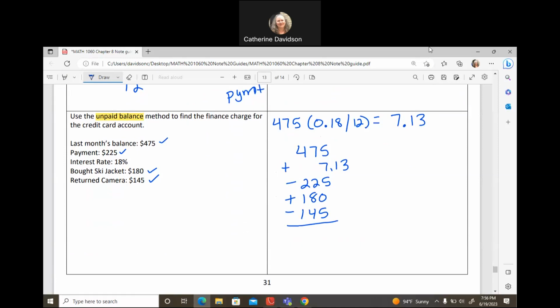Just using my little calculator here for this. So the new balance at the end of the month is $292.13. They want to know what is the finance charge. So we're going to take that, multiply it by the annual interest rate, divided by 12 to get monthly interest, or the monthly finance charge, which is $4.38. That is the answer they are looking for.